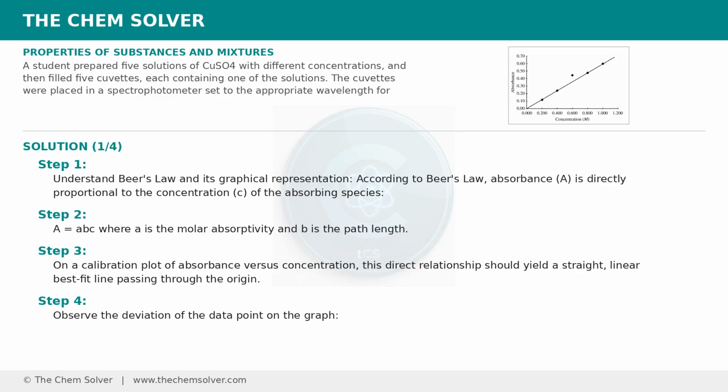Understand Beer's law and its graphical representation. According to Beer's law, absorbance, A, is directly proportional to the concentration, C, of the absorbing species. A equals εbc, where ε is the molar absorptivity and b is the path length. On a calibration plot of absorbance versus concentration, this direct relationship should yield a straight, linear best fit line passing through the origin. Observe the deviation of the data point on the graph.